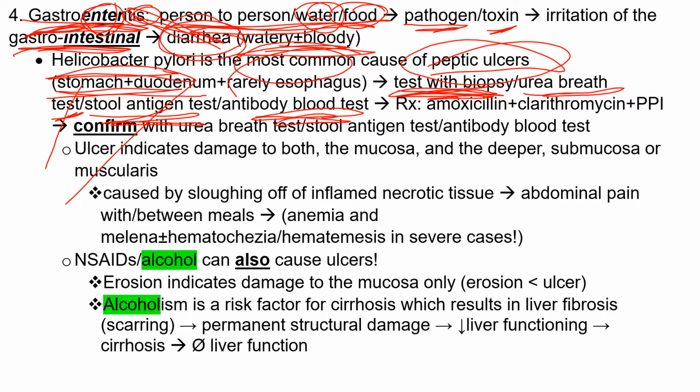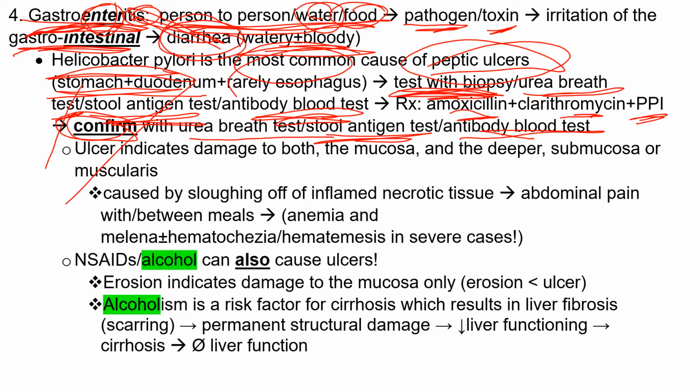Okay, you treat peptic ulcers with amoxicillin, clarithromycin, and a PPI. It's called triple therapy: amoxicillin, clarithromycin, and a PPI, proton pump inhibitor. Don't forget to confirm with the urea breath test, stool antigen test, and antibody blood tests. All right, that's very important to confirm because sometimes patients are missed and they develop cancer of the stomach, gastric lymphoma actually.